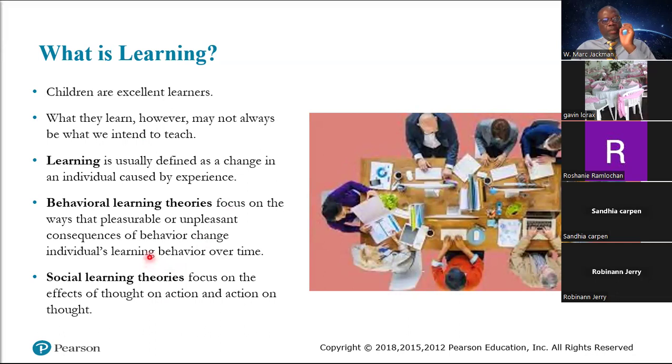Generally speaking, behavioral theories focus on pleasurable or unpleasant consequences of behavior. We talk about rewards and punishments, which, as you may have learned in a course or two before, are consequences of behavior that help people to learn over time. Whereas social learning theories focus on the effects of thought on action and action on thought. So you're talking about how individuals interact and learn from one another, and what they observe and how they learn accordingly.